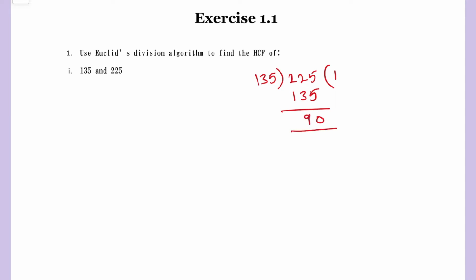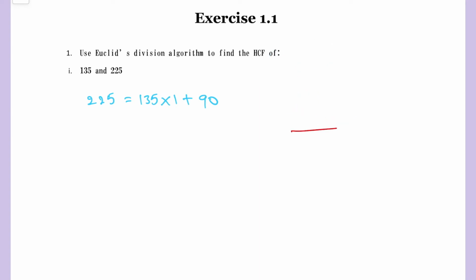Now we need to write this as dividend equals divisor into quotient plus remainder. So here the dividend is 225. 225 equals divisor into quotient, 135 into 1, plus remainder 90. In 10th class we will read it as A equals BQ plus R, in our terms, dividend equals divisor into quotient plus remainder.